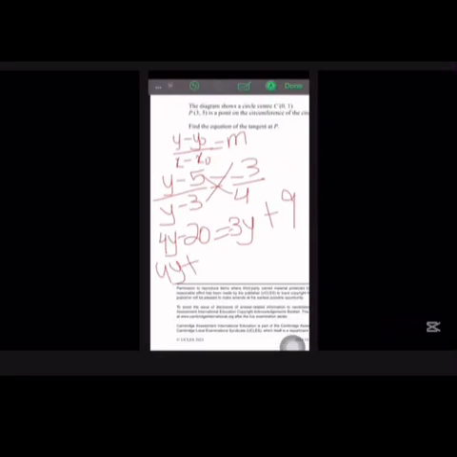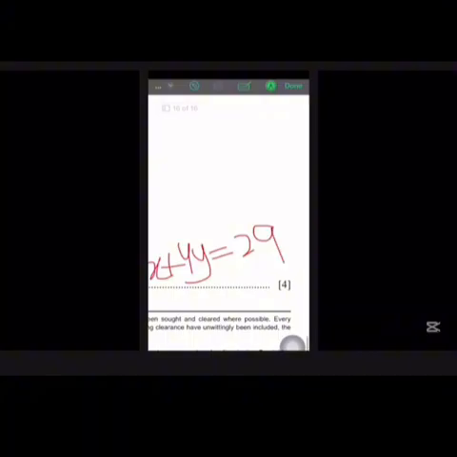4y plus 3x is equals to 29. The answer is 3x plus 4y is equals to 29. So you can see the answer here on the screen.